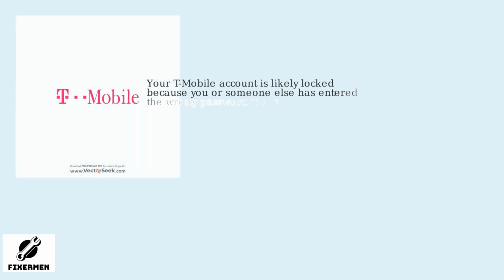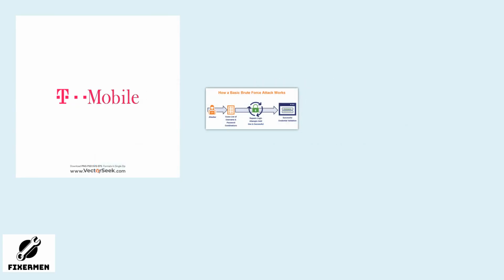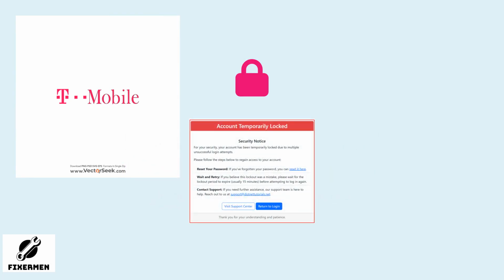Your T-Mobile account is likely locked because you or someone else has entered the wrong password too many times. This is a security measure implemented by T-Mobile to protect your account from unauthorized access, such as brute force attacks. As of March 2026, T-Mobile's account lockout policy typically triggers after 5 consecutive failed login attempts within a 10-minute window. This is designed to prevent hackers from repeatedly guessing your password.